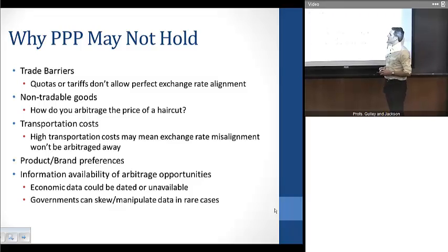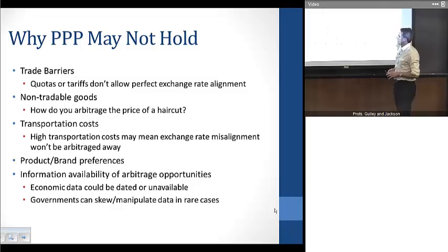If there are specific product or brand preferences that people have in one country relative to another, then that could impede purchasing power parity. Again, I gave the example of French wine versus California wine. If there are other country-specific things that people like for one thing rather than another, then that could drive a wedge into this purchasing power parity story.